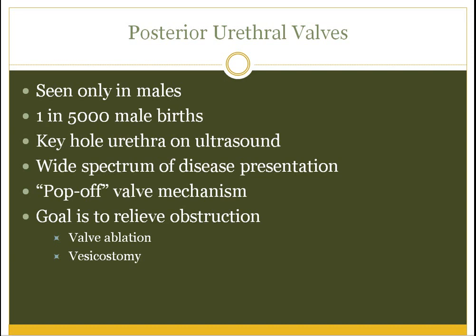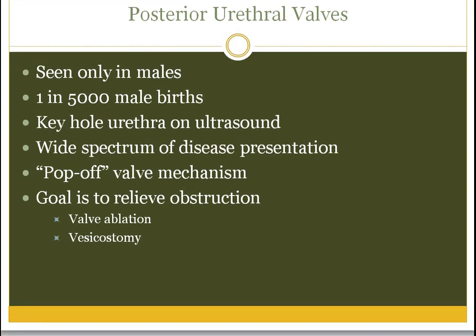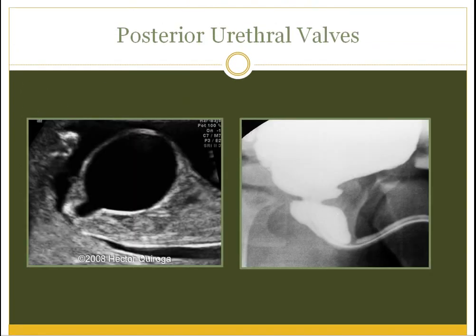The goal is to relieve the obstruction. How can you do that? Either you can do the ablation, or you can do a vesicostomy, which is putting in a hole in the bladder, and the kid will be peeing through the intra-abdominal valve through that hole in the bladder. And it's important to treat it because it's one of the causes for reflux in males.